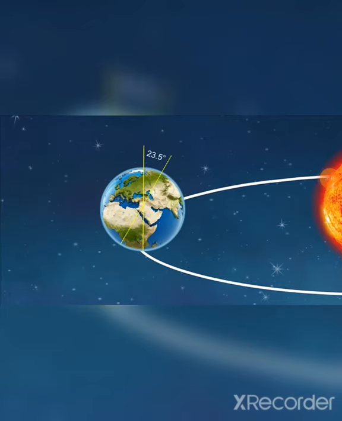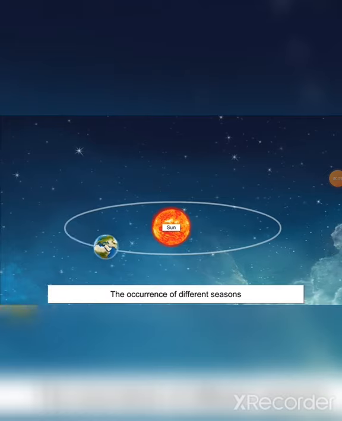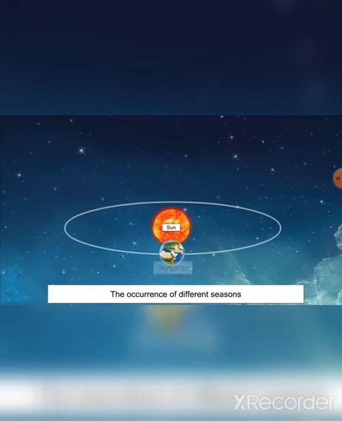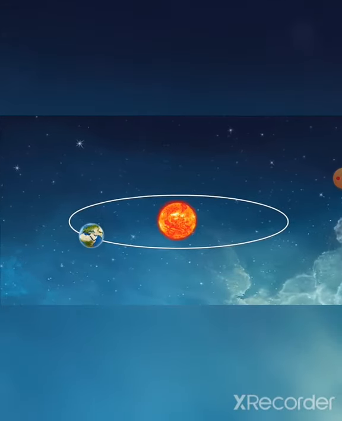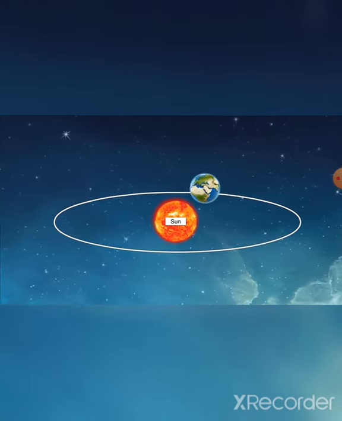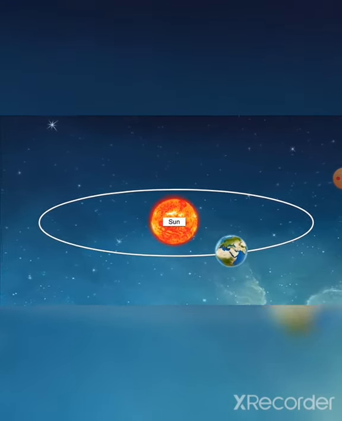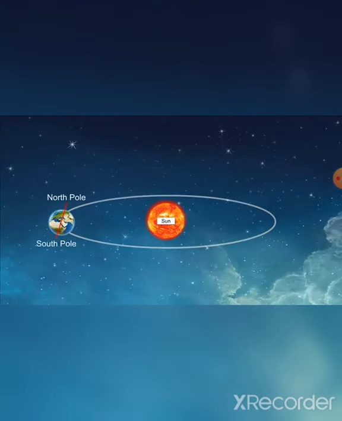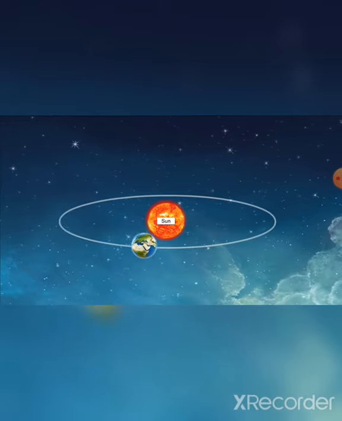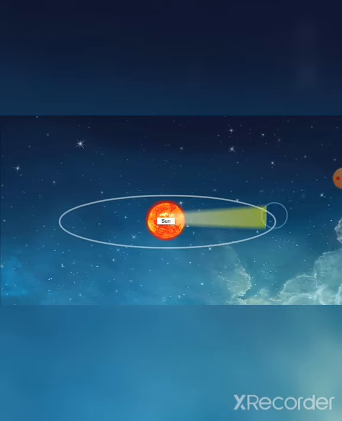The revolution of the Earth and the tilted axis of the Earth are two main factors that cause the occurrence of different seasons. As the tilted Earth moves around the Sun, a part of the Earth is closer to the Sun, which means that the other part is away from the Sun. When the North Pole is tilted towards the Sun, the Northern Hemisphere experiences summer, such as in the month of June. When the North Pole is away from the Sun, the Northern Hemisphere experiences winter, such as in the month of December.